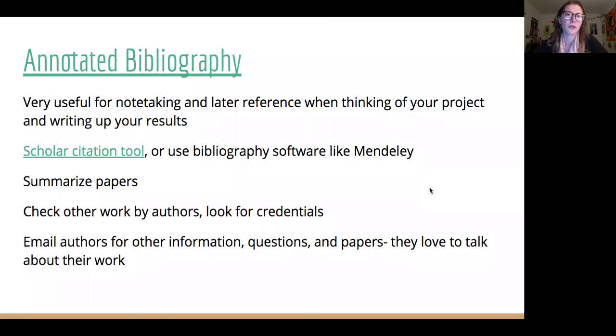So after you've done a lot of reading, and while you're doing a lot of reading, I like to make an annotated bibliography. I think they're really useful for taking notes while you're reading, and for later reference when you're thinking about your project, writing up your results, coming up with questions.